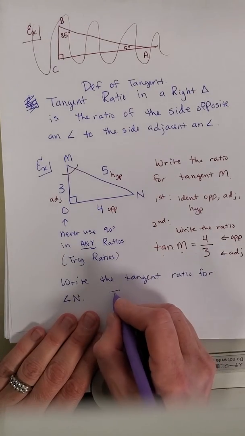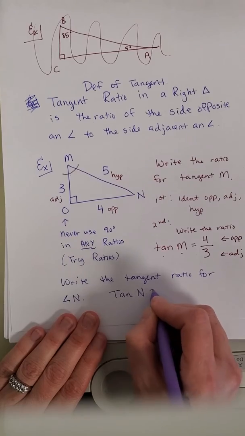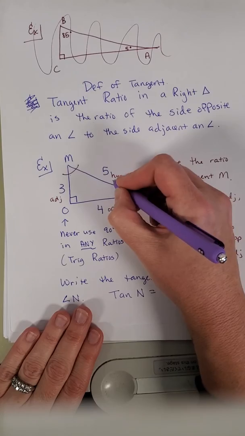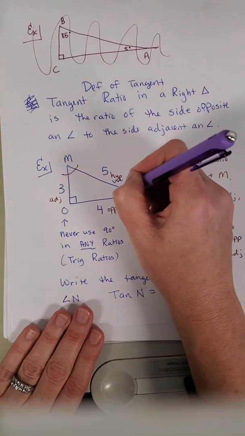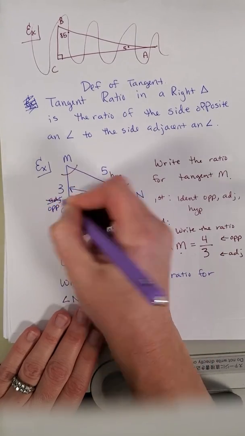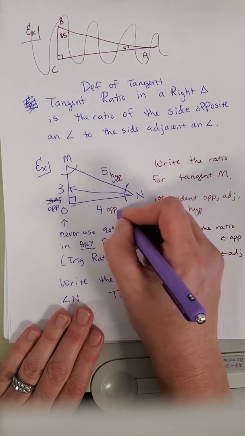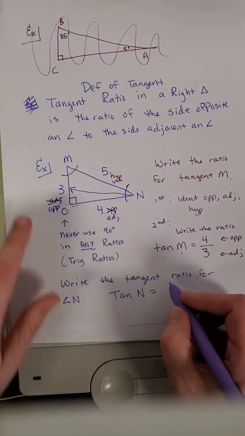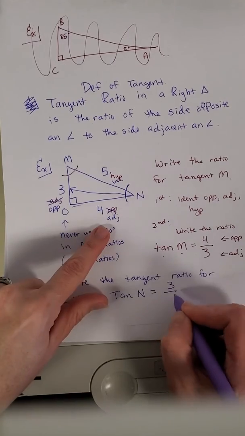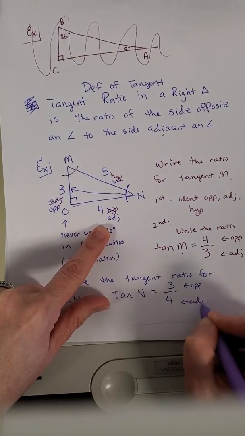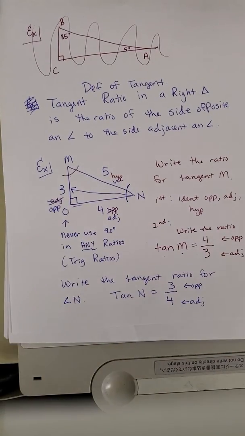So we get tangent N is equal to, this time if I'm standing at N, the hypotenuse doesn't change. The hypotenuse is still the hypotenuse, but opposite is now 3. So now my opposite is 3, and my adjacent or touching angle is now 4. And so again, it's going to be opposite, which is 3, over adjacent, which is 4. So opposite, adjacent. All right, let's do another example.